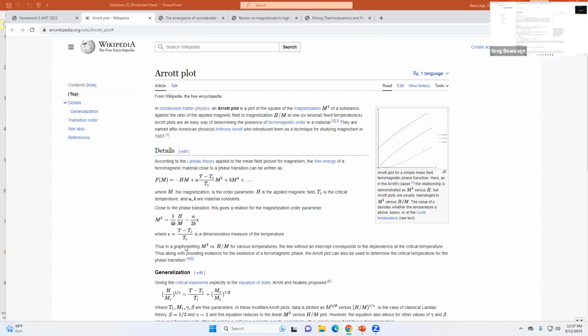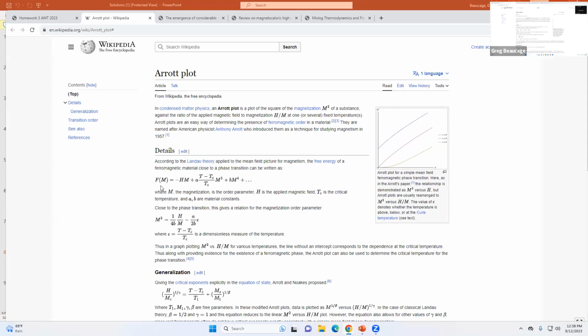This eta is T minus TC over TC. So at the critical point, this goes to 0 and that term drops out. And then m squared, so this is a plot of m squared versus H over m. That would be a straight line if this term doesn't exist. If you're below TC, you're in the ferromagnetic regime, and this term's negative, so you get a negative deviation. When it's above TC, you're in paramagnetic, and this term adds a positive deviation. So you should have a straight line, positive, negative.